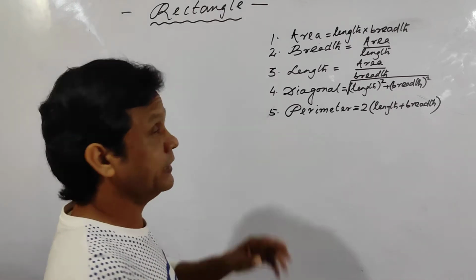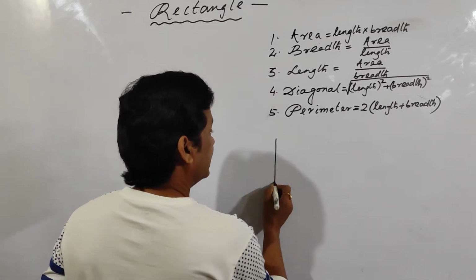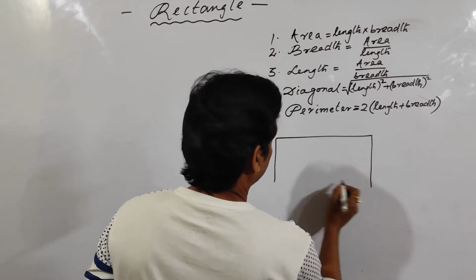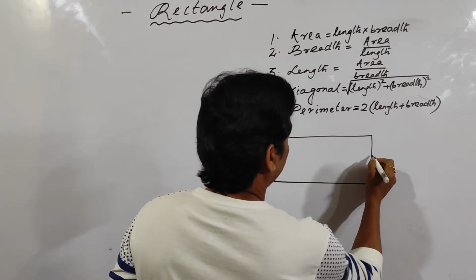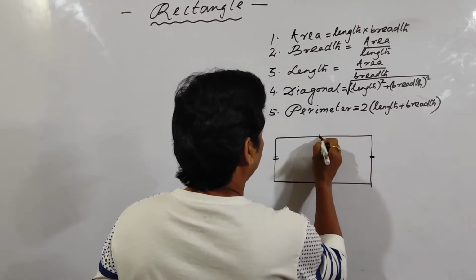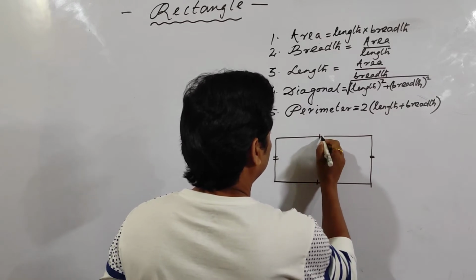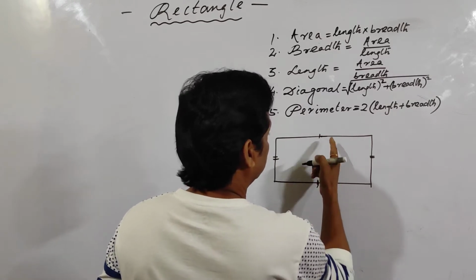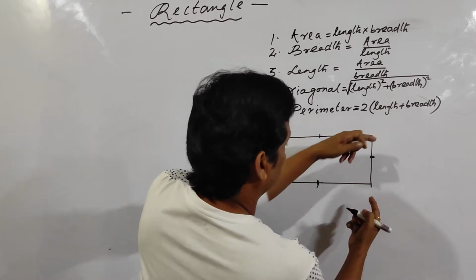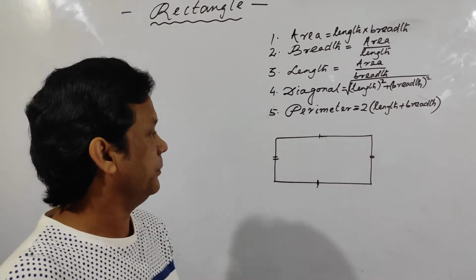Okay, so first of all, what is the meaning of a rectangle? See here, this is the rectangle. That means the opposite sides are equal in length. This length is equal to this length, and this length is equal to this length. Okay, so this is the definition of a rectangle.